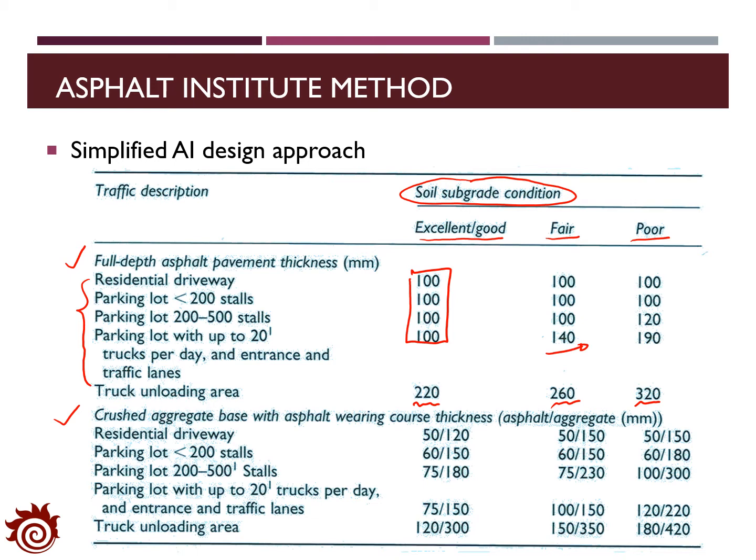Similarly, for the deep strength pavement, we have some recommendations about the crushed aggregate base with asphalt wearing course thickness, which would be the aggregate surface course and the emulsified aggregate base layer. With that, we can find out the thickness of both layers for different types of the road. While similarly for the residential driveway parking lot, the thickness will be much smaller, and we have to put a much higher thickness for both the asphalt layers and the aggregate layers.